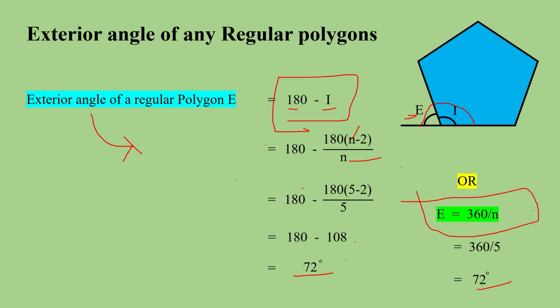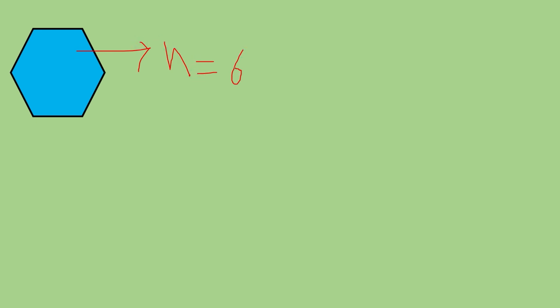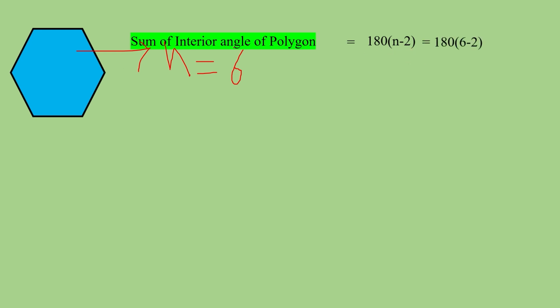Let's move forward to see another example, how to calculate interior as well as exterior angle of another type of polygon. Suppose I have a polygon with 6 sides, so here n is equal to 6. If you want to calculate the sum of interior angles of the polygon, we use this equation, 180 in bracket n minus 2. Here we put 6 in place of n, then we get 720 degrees, which is the sum of the interior angles of the polygon.